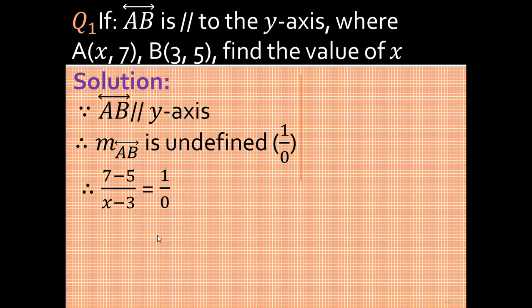Here we can say that x minus 3 is going to be 0. 7 minus 5 equals 1. But here, x minus 3 equals 0. So we have here an equation of first degree in one variable. We can move -3 to the other side with a different sign. Then x is going to be positive 3. And this is the value of x.